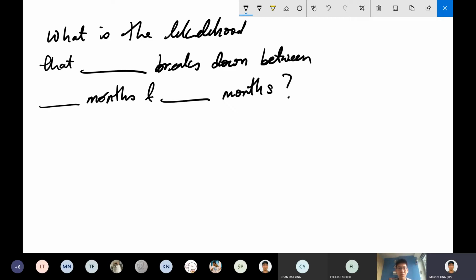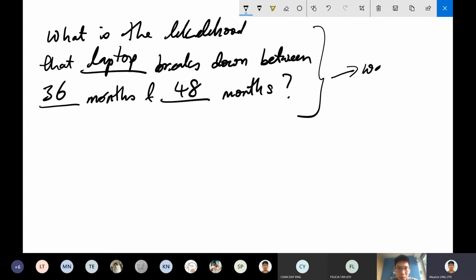So this, maybe your watch or your laptop, breaks down between 36 months and 48 months. So using this type of information, I can construct your warranty period. Just by, you have done this before in the last few tutorials. So actually the confidence interval is a different way to look at the same problem.